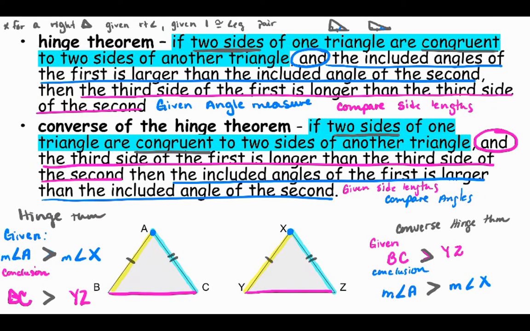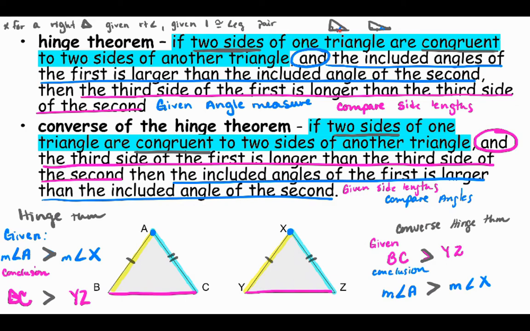One more thing is that a right triangle doesn't actually fit the hinge theorem exactly. With a right triangle, you won't actually be given two sides that are congruent because of the way the sides work in a right triangle. You will be given a right angle and a pair of congruent legs. Then we can use this to compare the acute hinge angles.